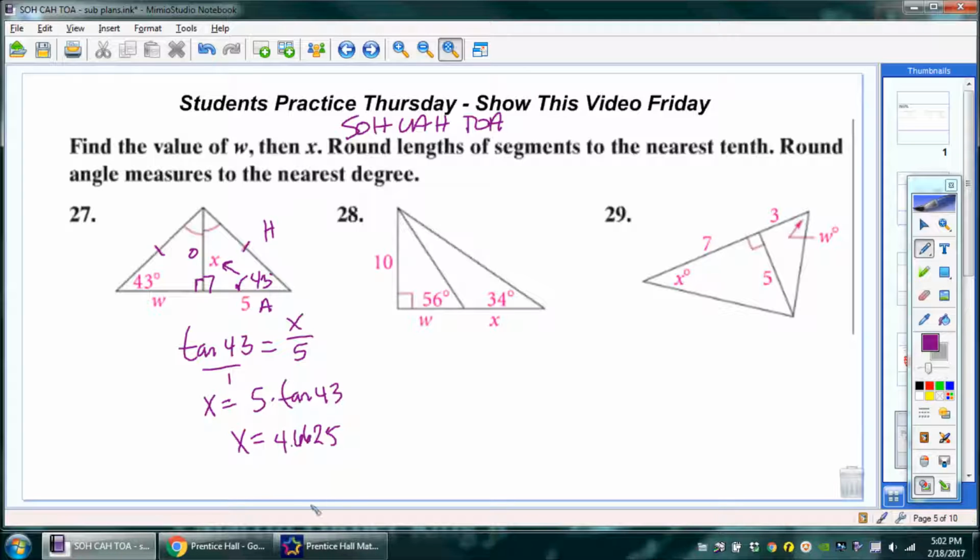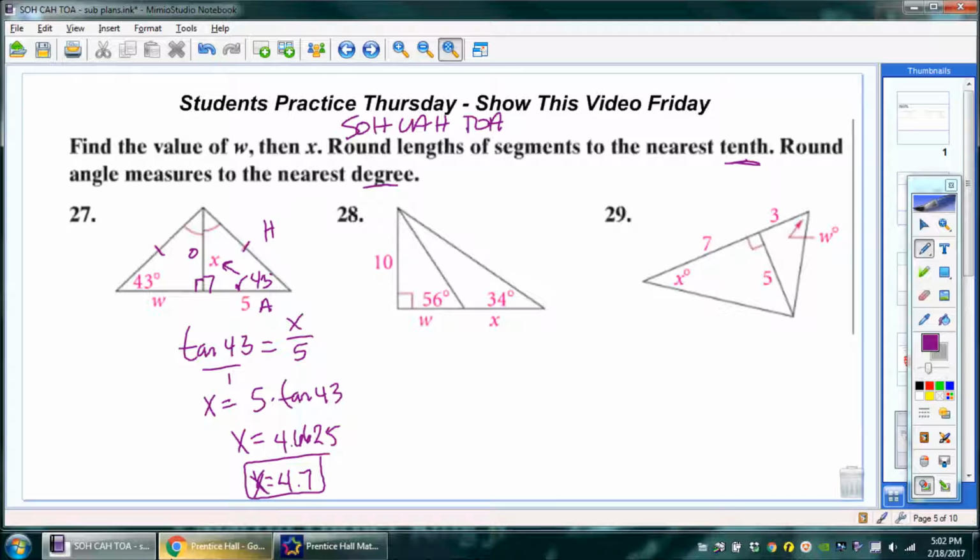4.6625. It does say find the value of w, then x. Oops, I did x first. Round lengths of the segments to the nearest tenth. Round angle measures to the nearest degree. So I'm going to say this is 4.7. I didn't follow directions very well. It told me to find w first.